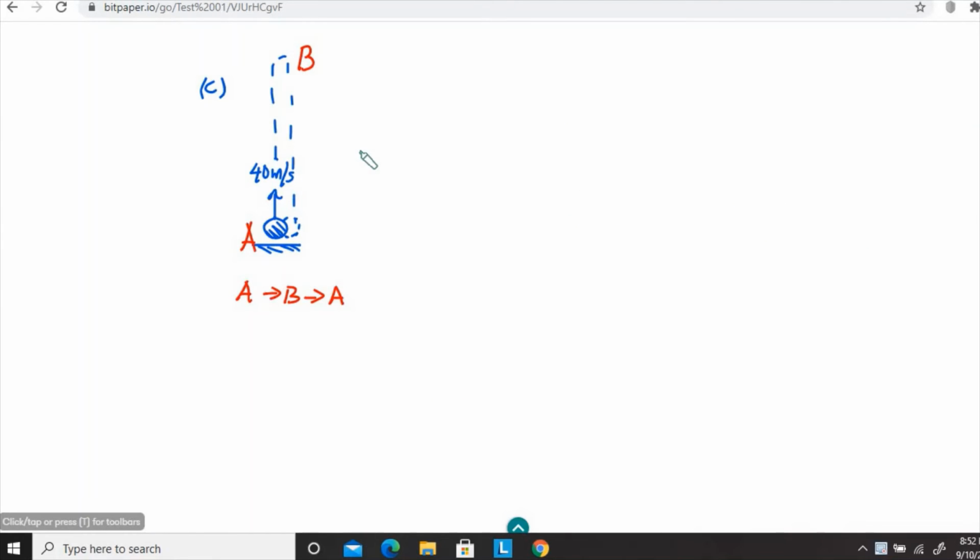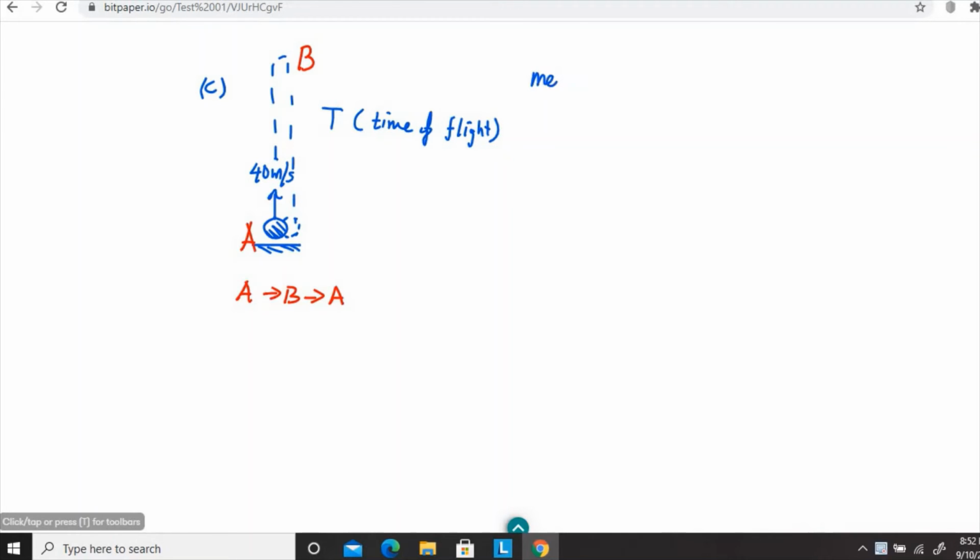Part C of this problem is asking for the total time, that is from the start, from point A through point B, and the ball comes back to point A. So find the total time. If I call this total time T, that is sometimes what we call the time of flight. So one way, again I'll show you two methods to figure this out.